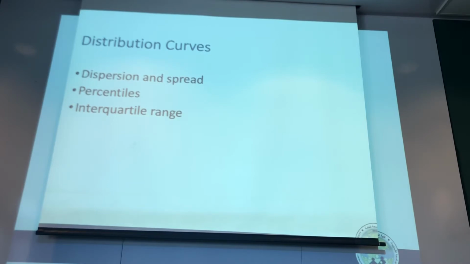Here we have the distribution curve, dispersion, spread. We have percentiles and the interquartile range. We know dispersion or spread shows how narrow or wide the data is. If the curve is flat or fat, it means the standard deviation is high. If it is thin, it means the standard deviation is very small. In a sample, we are looking for a smaller standard deviation, which means we have good homogeneity in the data.